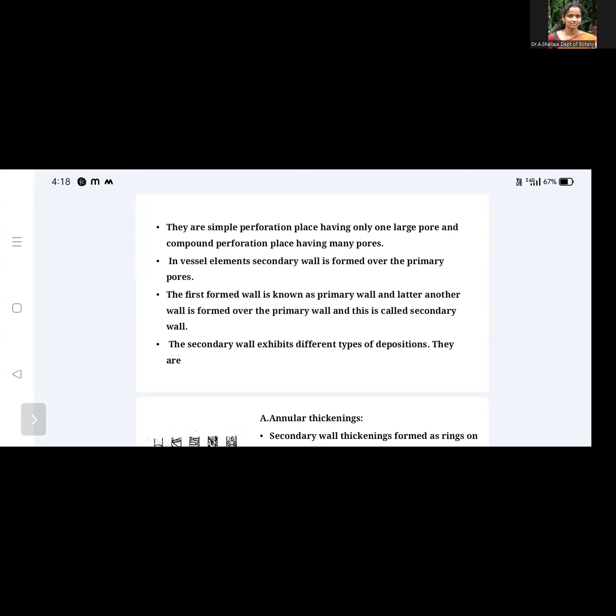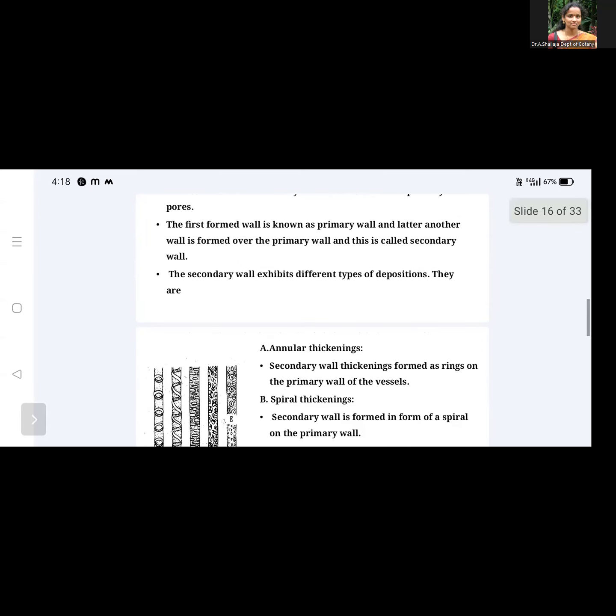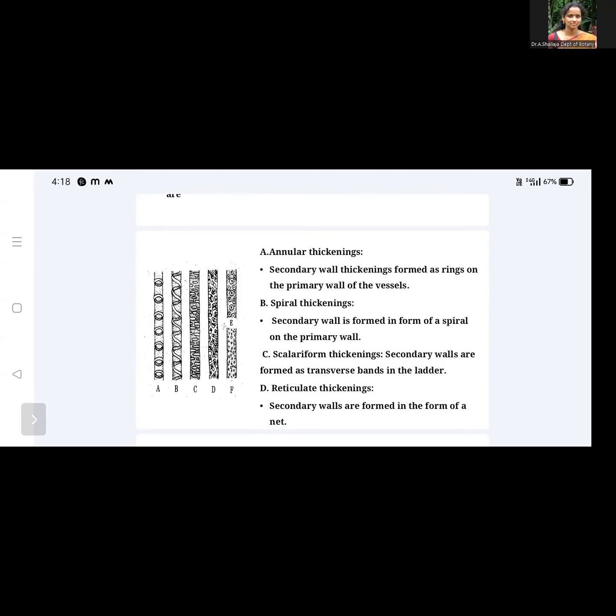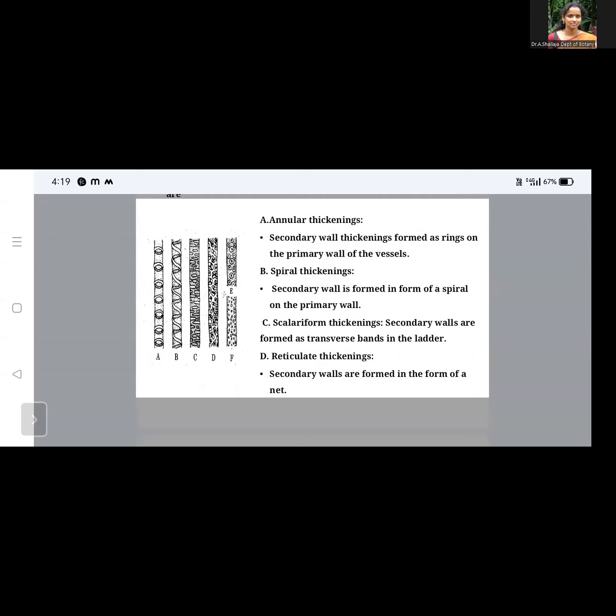In the vessel elements, a secondary wall is formed over the primary wall. The first formed wall is known as the primary wall, and later another wall is formed over the primary wall, and this is called the secondary wall. The secondary wall exhibits different types of depositions. See here, they are annular thickenings, spiral thickenings, scalariform, and reticulate. So different types of vessels are there. That is annular thickenings.